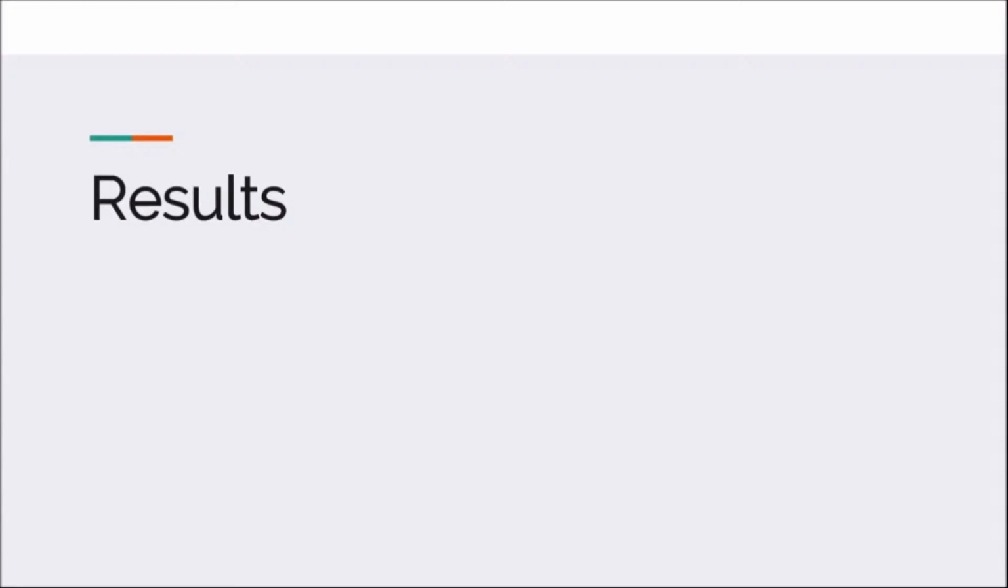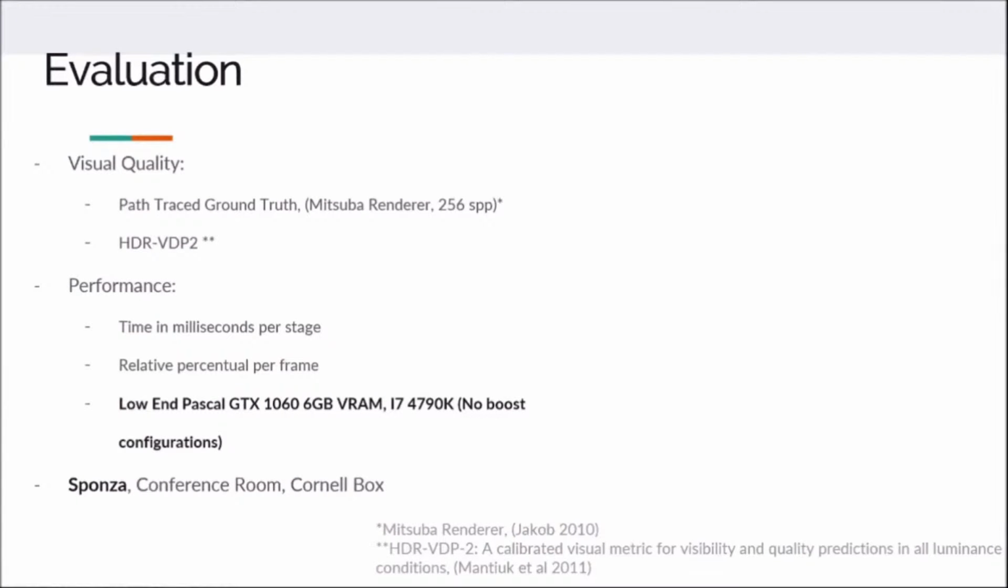We now proceed to the results. We evaluate our method on two fronts, visual quality and performance. For visual quality, we compare our renderings to a path traced ground truth generated with Mitsuba Renderer. Then, we compare multiple cluster configurations to find out which one provides the best compromise between speed and quality using a perceptual metric. Performance here is evaluated in milliseconds per frame, aiming at times below 60 milliseconds for the entire pipeline. The relative percentile per frame is also provided. All tests were carried out on a low-end Pascal GTX 1060 with 6 GB of RAM.